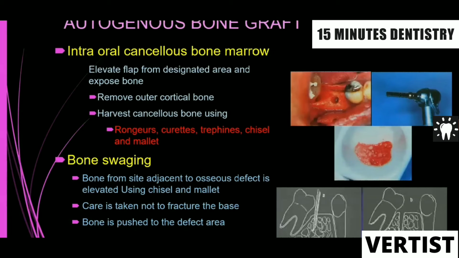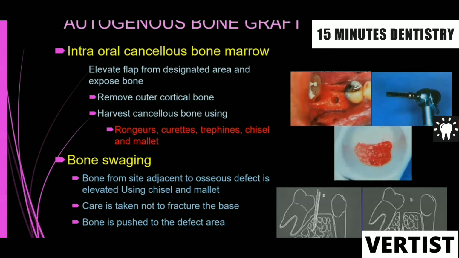Intraoral cancellous bone marrow you can obtain when you reflect the flap, and you can see that bone is there. You can remove the cortical bone and harvest the cancellous bone by using rongeurs, curettes or trephines, and then you can again pack it into the defect.